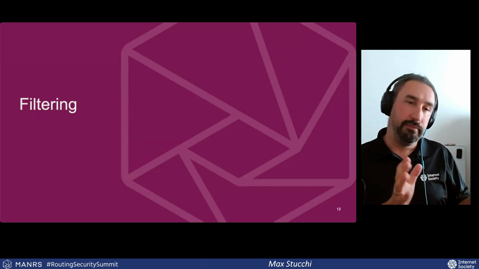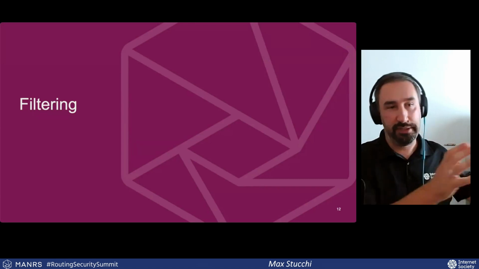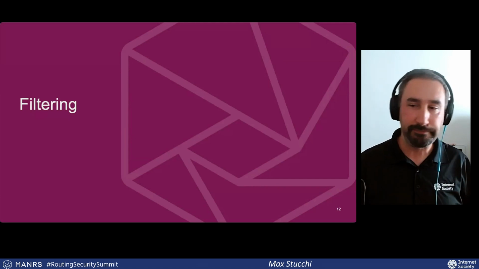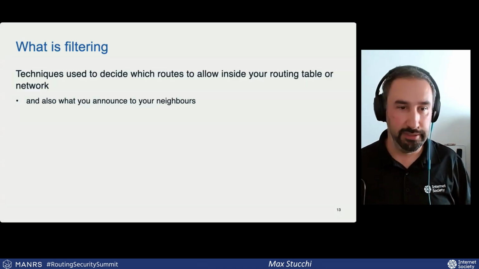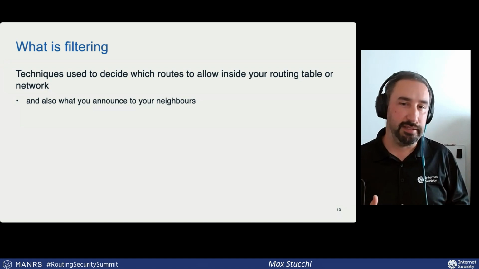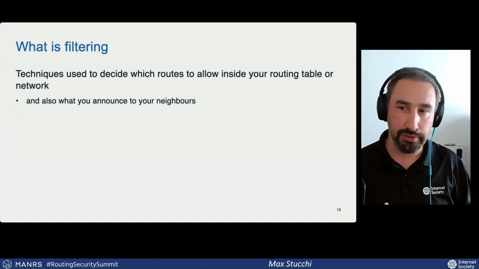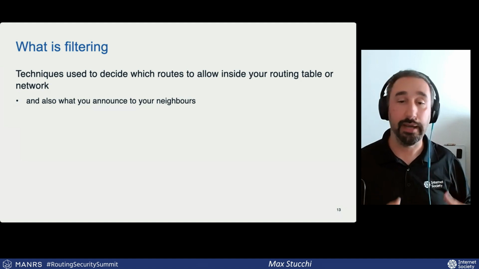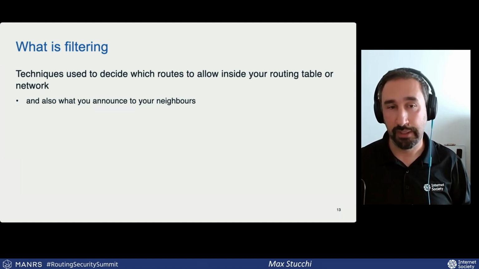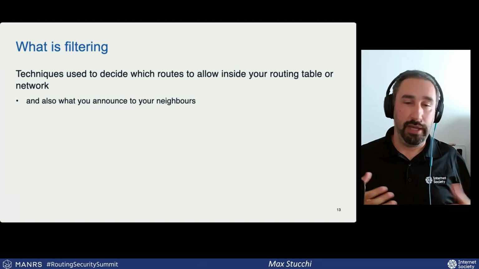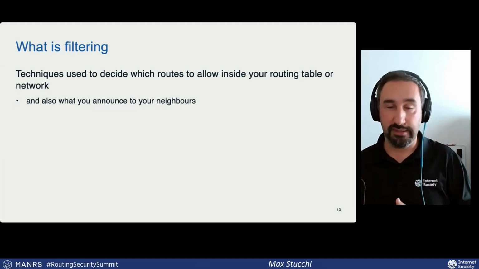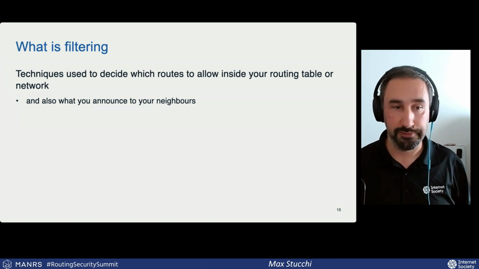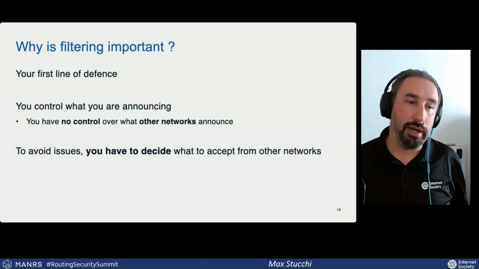So I told you there were 3 pillars. We looked at the first one, and I told you it was going to be the simpler one. Now let's look at filtering. Filtering are techniques used to decide what you want to allow inside your network, and especially what you announce to your neighbors. So you have to take care of what is coming towards you, but also what you announce to everyone else. Now, why is it important?